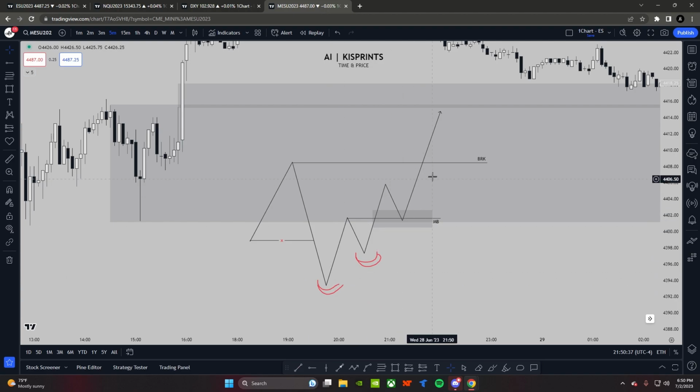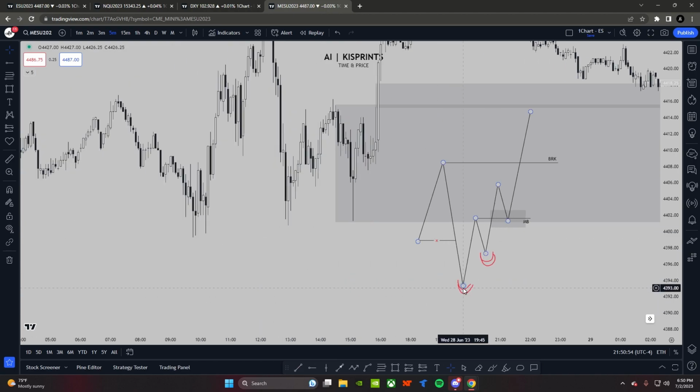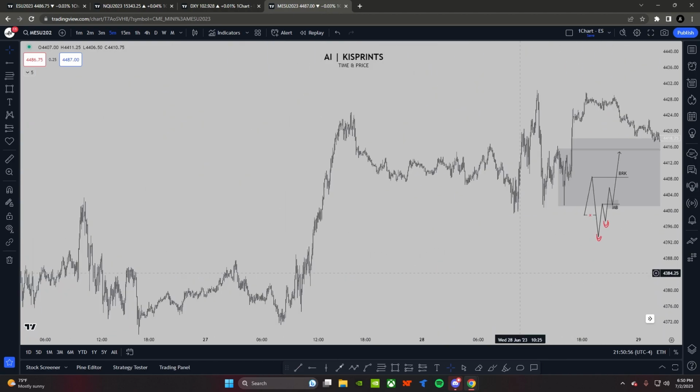So there's two setups here in one diagram. You could use your breaker diagram, or you could use your mitigation block diagram. Two plays, two different types of entries. Only difference is the pattern. One is a failed swing low, one actually takes the low. So 3 steps, pretty simple.